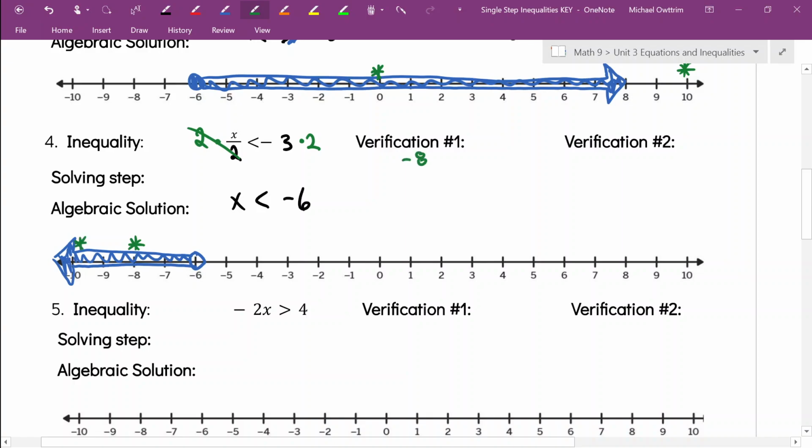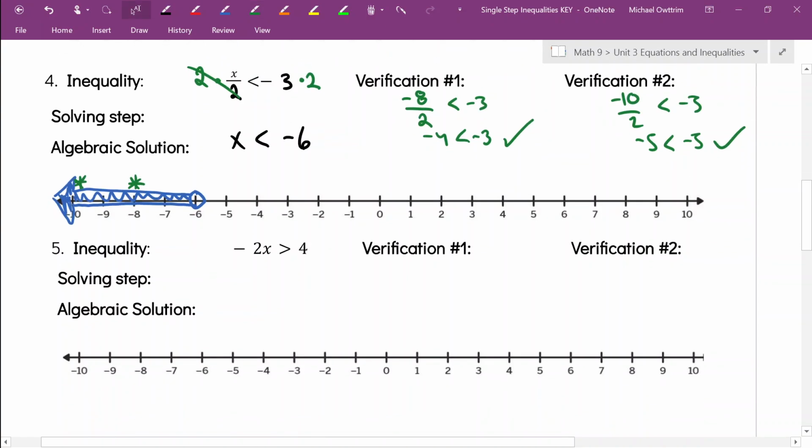I should have that negative 8 over 2 should be less than negative 3. Negative 8 over 2 is negative 4. Is negative 4 less than negative 3? Yes, it is. And if I put in negative 10 over 2, that should be less than negative 3. Negative 10 over 2 is negative 5, which is, in fact, less than negative 3. So I want to talk about this one in particular with comparison to number 5. So let's do number 5.